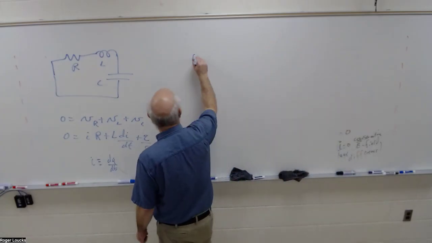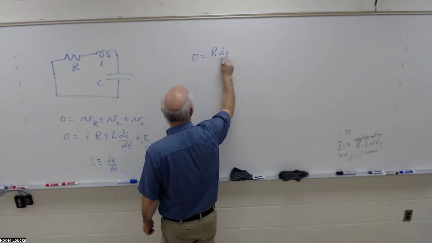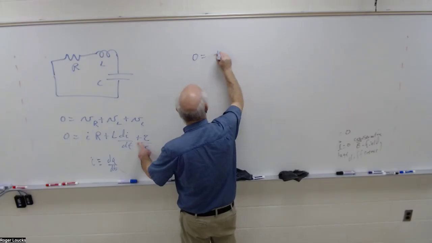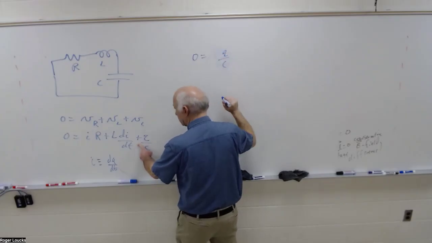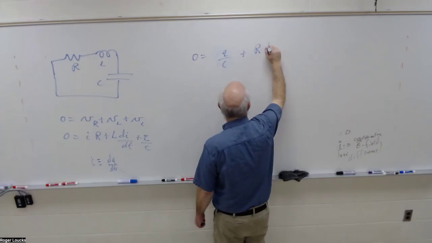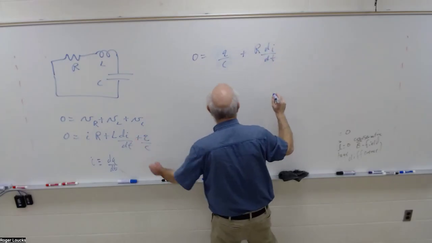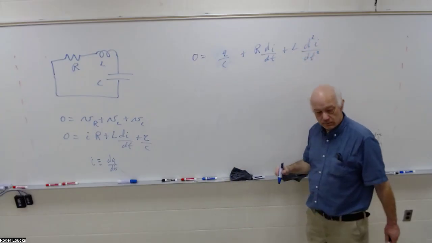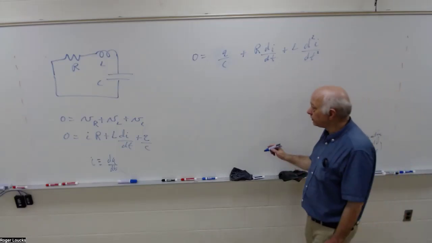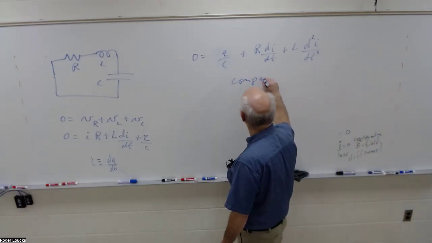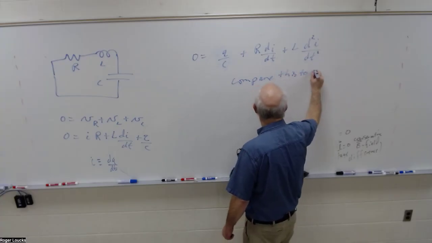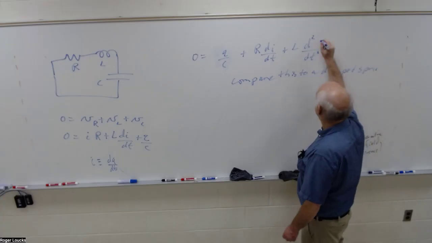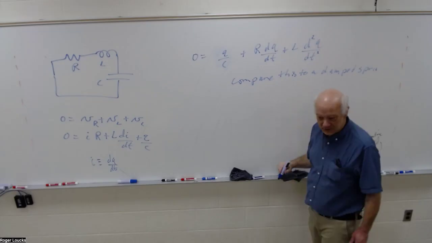So what do we have? This gives me R dQ/dt for this one here, plus, let's start off here, Q over C. Start off with this one, then over this one, plus R dI/dt, and then this one here, plus L here. Right? And compare it to a damped spring.